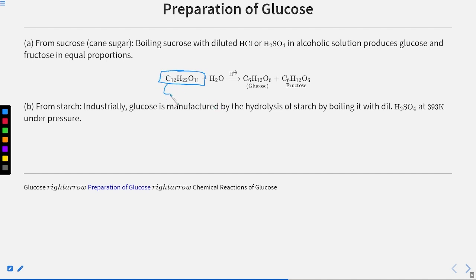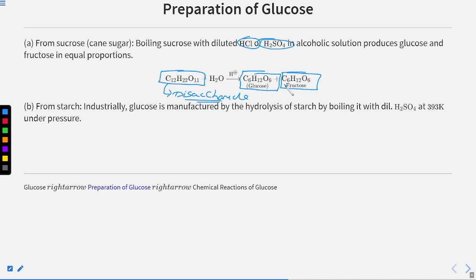It is a disaccharide. Can we say that your sucrose is a disaccharide? Why is it a disaccharide? Because it has 2 units of monosaccharides, 1 unit of glucose and 1 unit of fructose. So therefore it is a disaccharide. Both of these are produced in equal proportion upon the acidic hydrolysis of the sucrose. Clear? We can use any acid, HCl or H2SO4. The source of H+ can be either of them, and we get equal proportions of glucose and fructose.